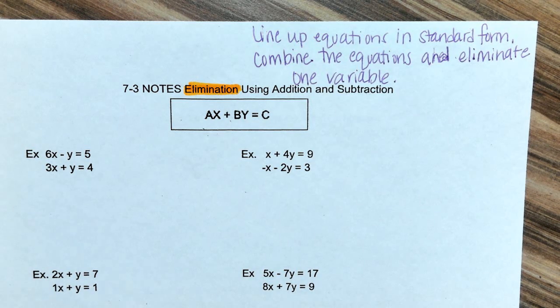So like I said, the main thing you need to do before you decide what method to use, today we're using elimination. You need to say, are they in standard form and are they lined up on top of each other? And then you can go on with this method. Okay? Let's go look at the first example.